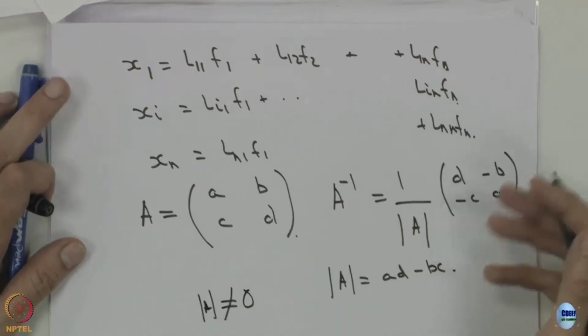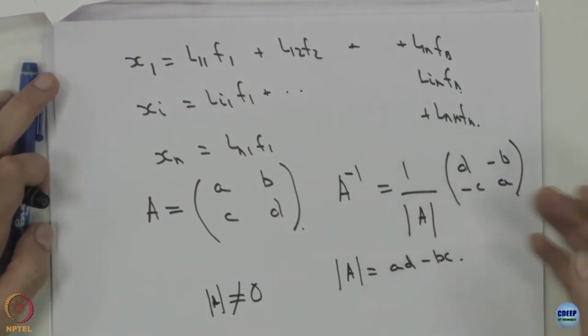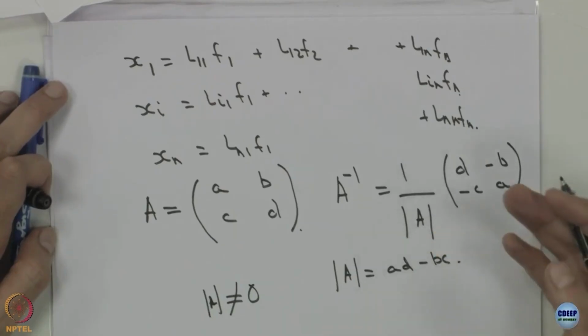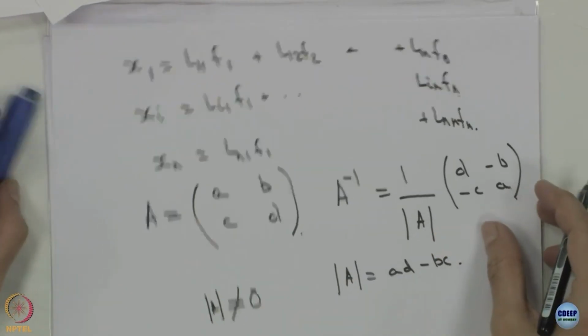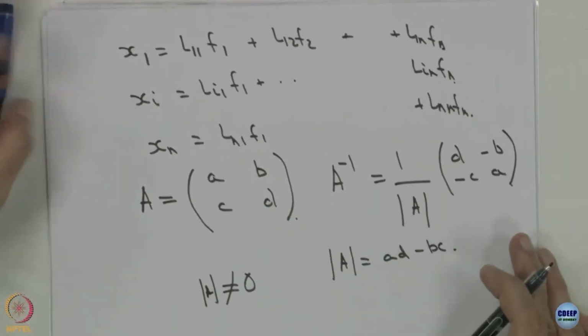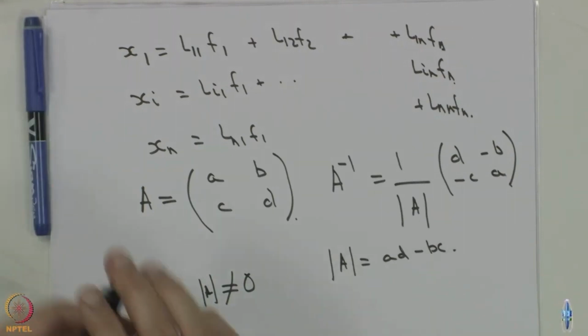With 2 by 2 it is something we can do by hand, but if we want to calculate this for 3 by 3, 4 by 4, 5 by 5, n by n, you can use MATLAB or you can use Excel, and you can do the matrix inversion and get the Leontief inverse.